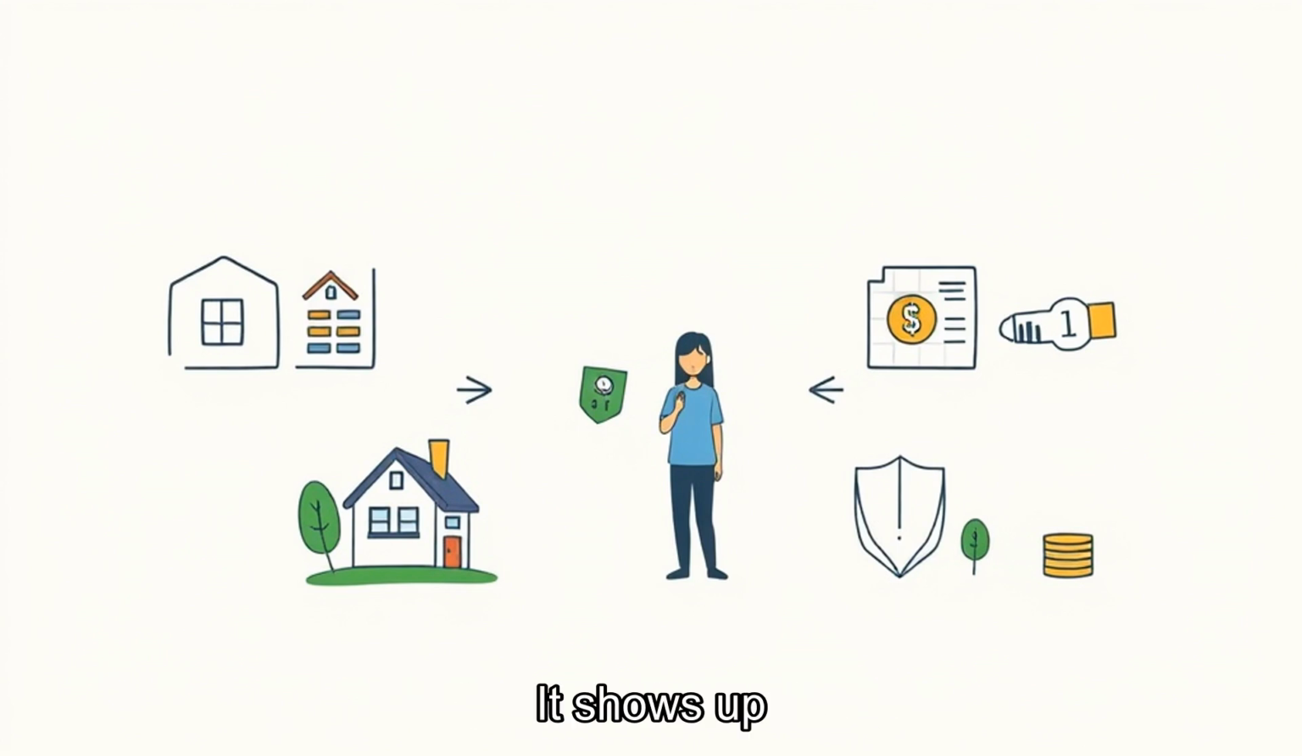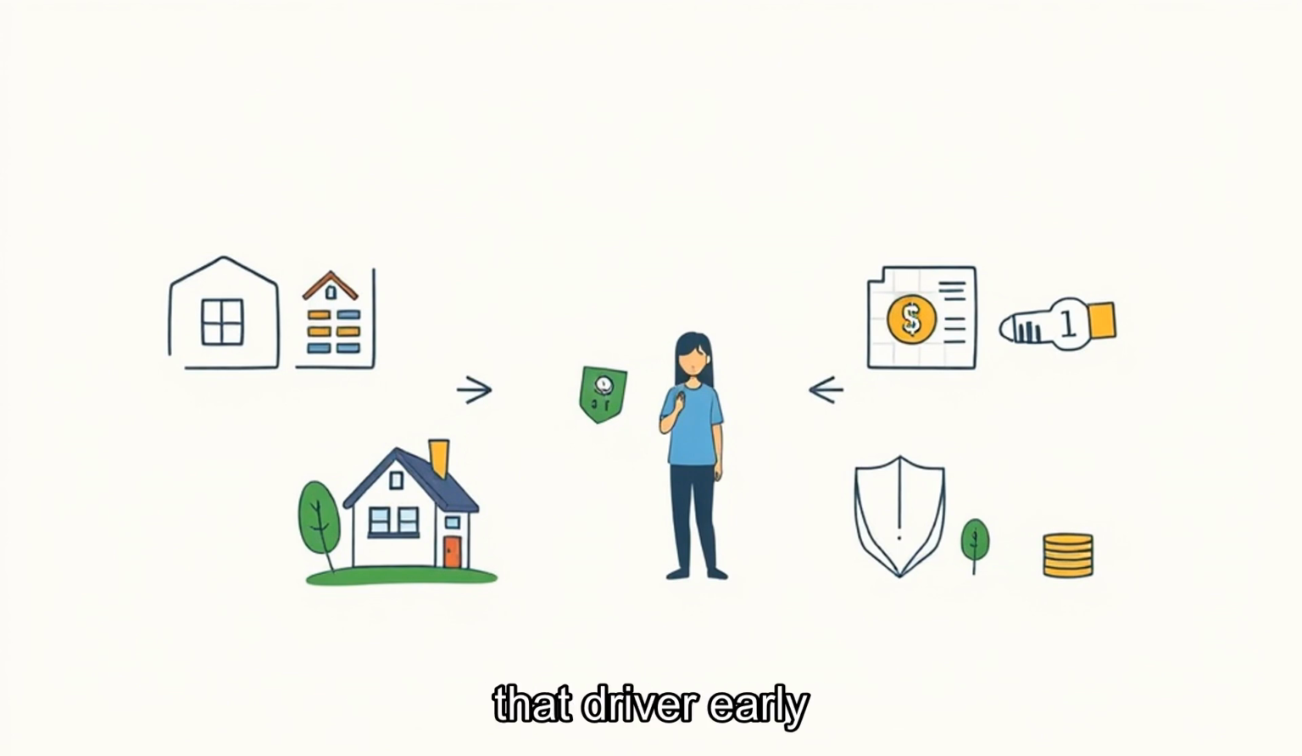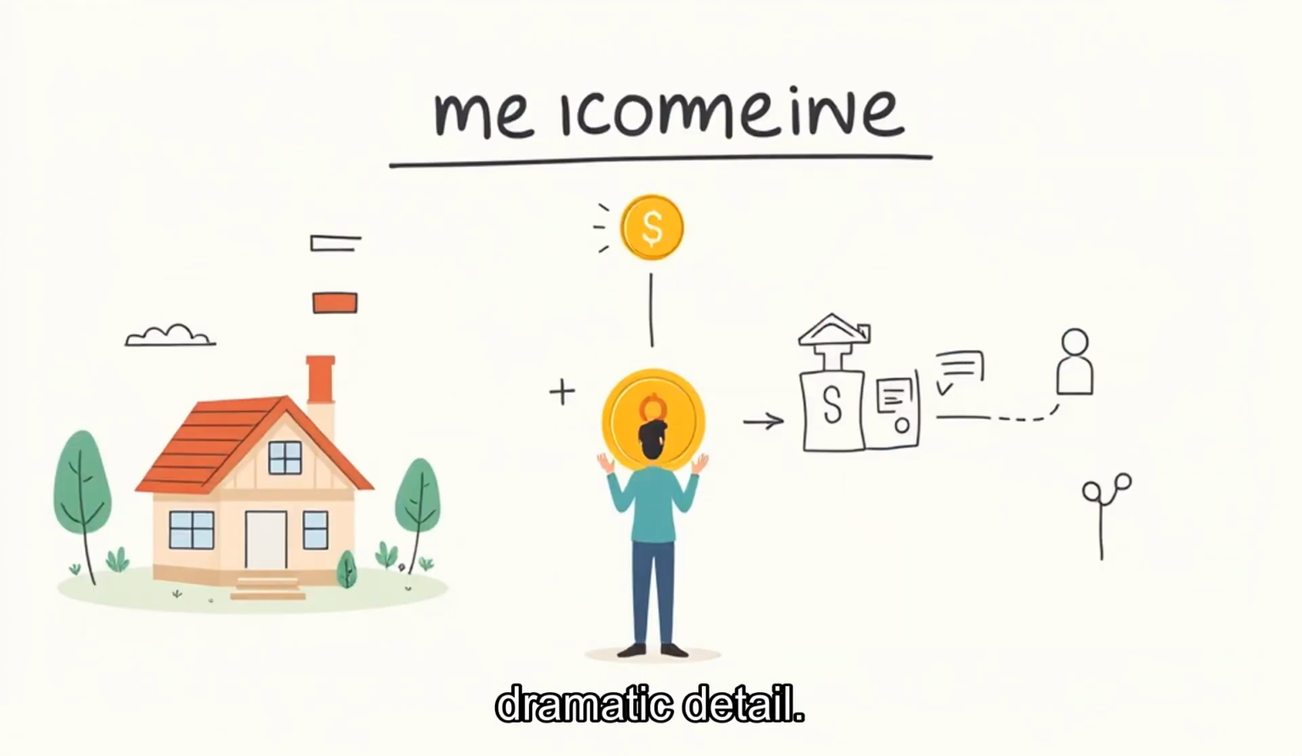It shows up in small moments, such as when identity verification protects the transaction. A landlord may check documents to confirm who is applying. Property access and financial responsibility require clear identity. Noticing that driver early can keep how rental applications work from becoming harder to manage. The real sequence matters more than the most dramatic detail. Rental applications have a cost that appears later.